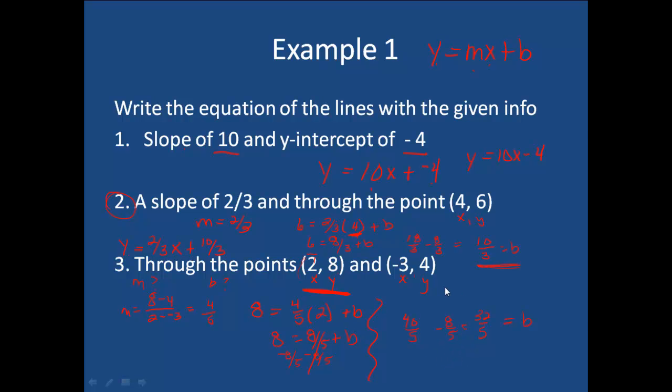Go back to write my equation. Y goes back to y. M is 4/5. X goes back to an x, and my b is 32/5.